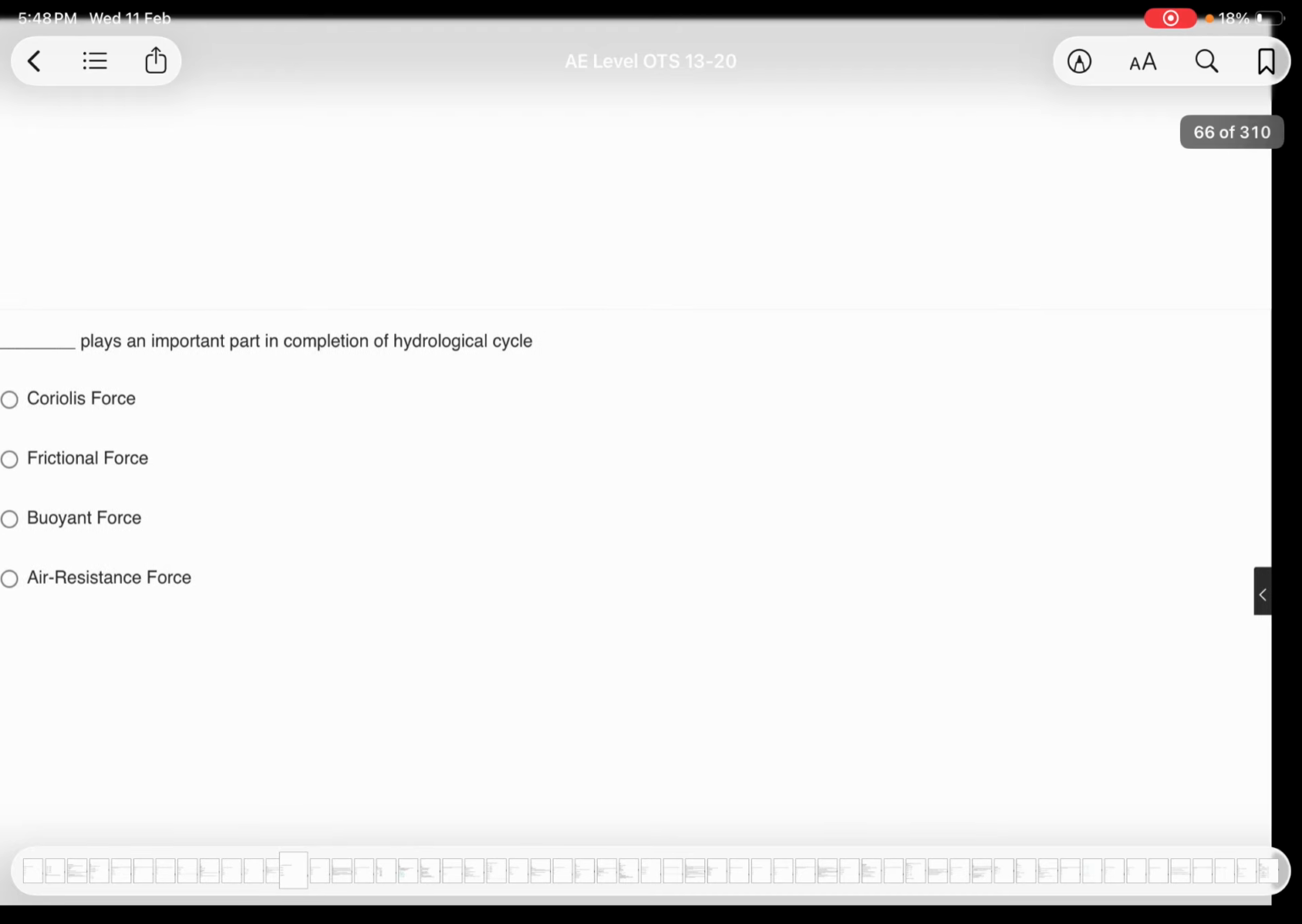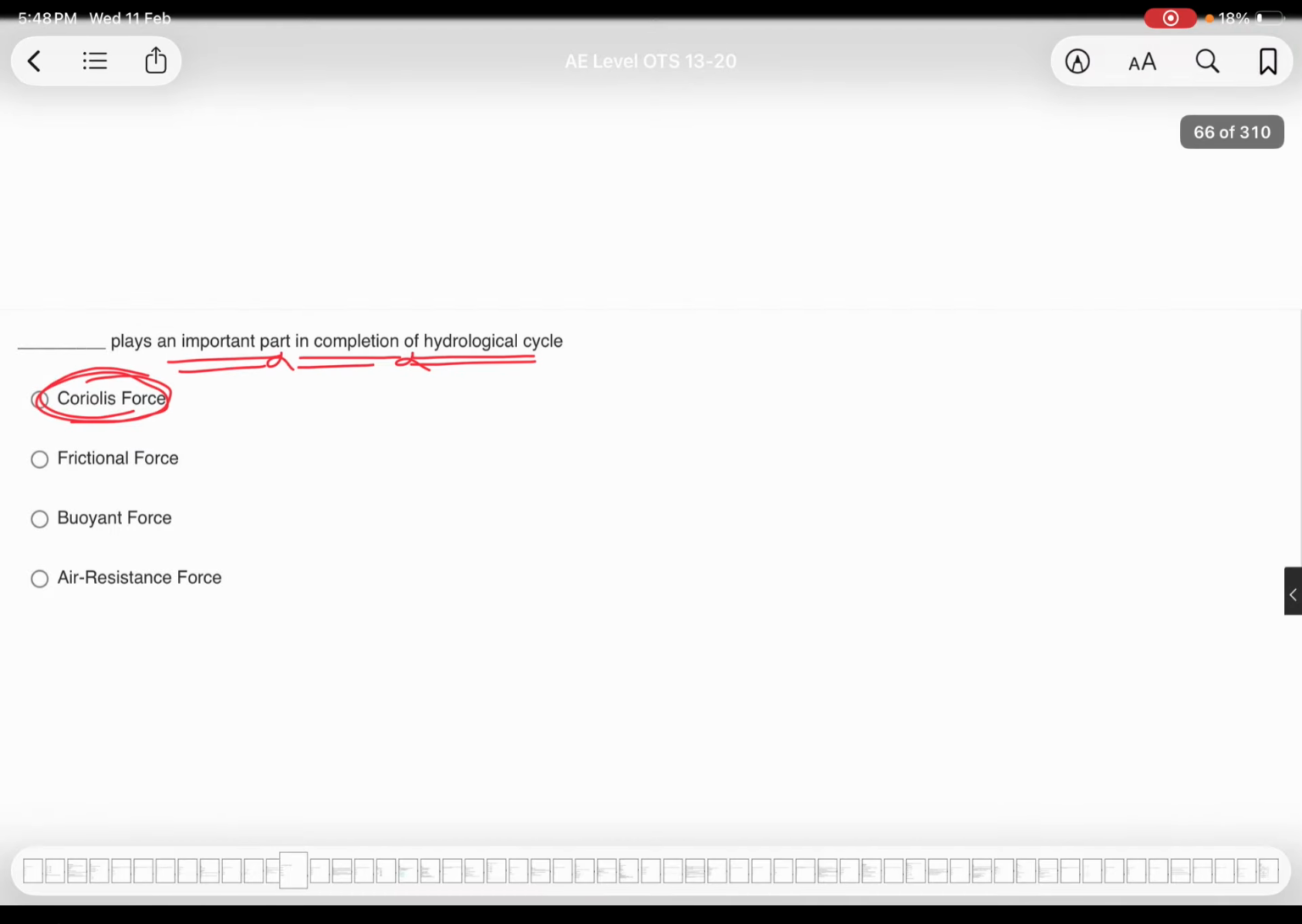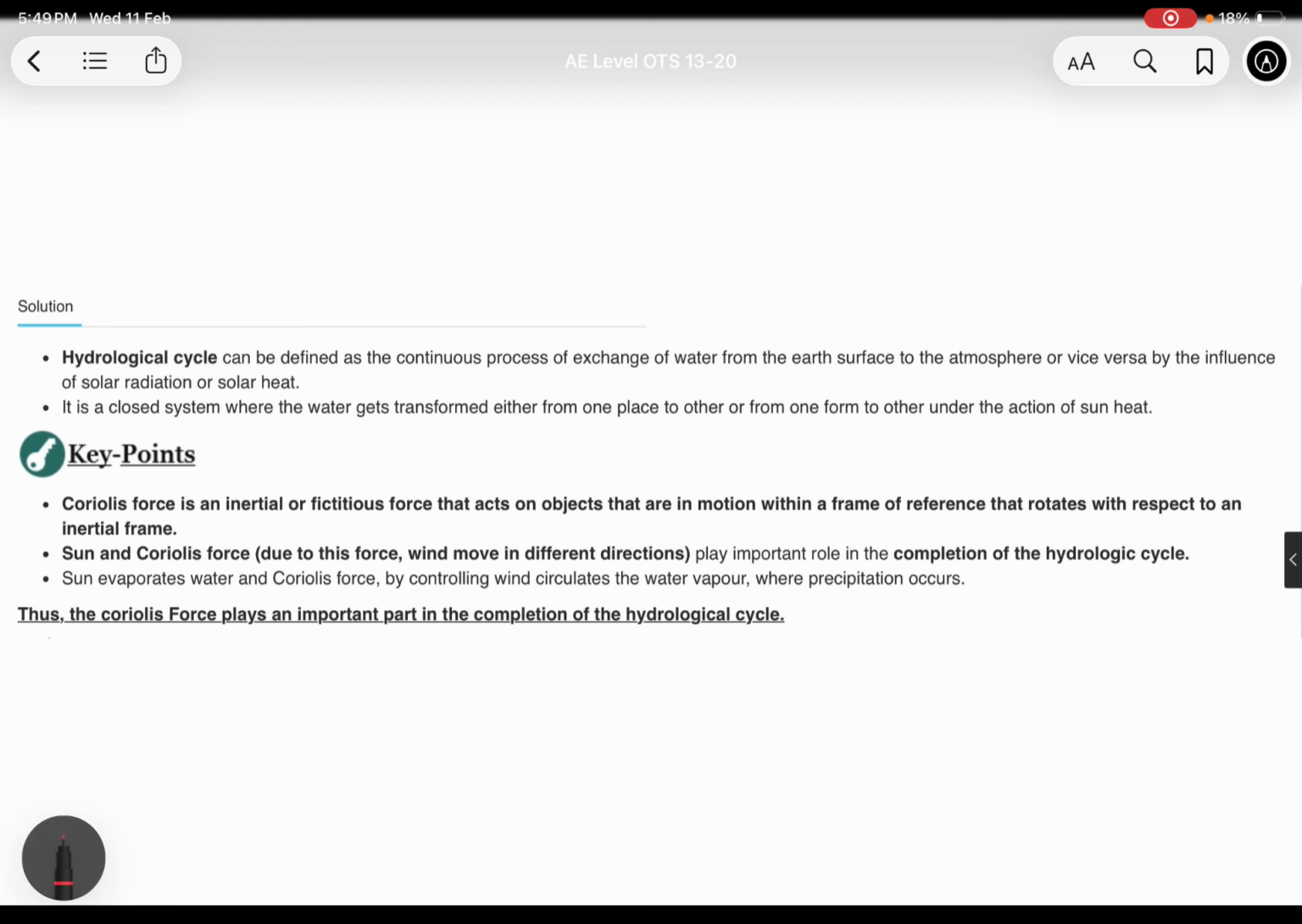This is the Coriolis force. The Coriolis force plays an important part in the completion of the hydrological cycle. Let us understand the explanation of the Coriolis force.